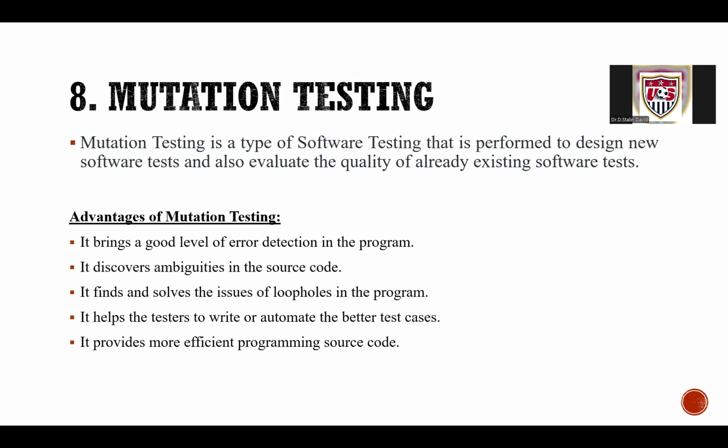Next is mutation testing. Mutation testing is also one type of software testing technique that is performed to design new software tests and also evaluate the quality of already existing software tests. So it is mainly related to modification of a program in very small ways. The advantages are it brings a good level of error detection in the program and discovers ambiguities in the source code, and it finds and solves issues of loopholes in the program, and it helps the tester write better automation test cases, and it provides more efficient programming source code.